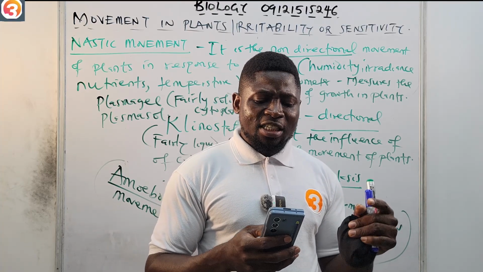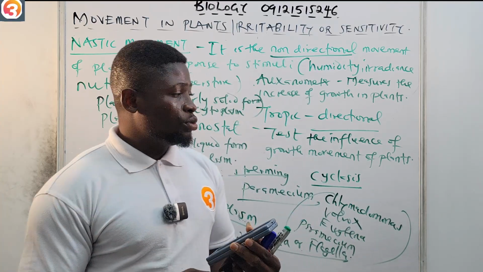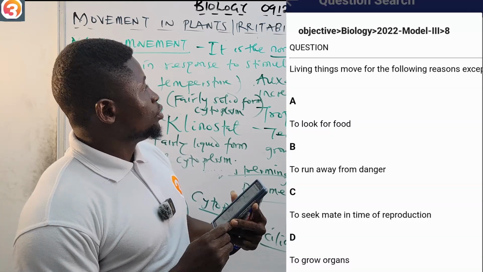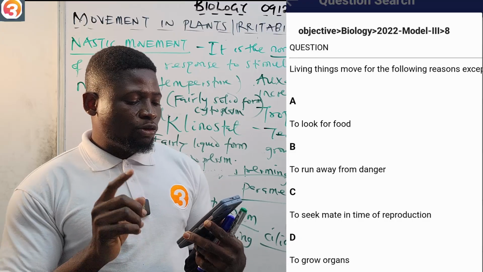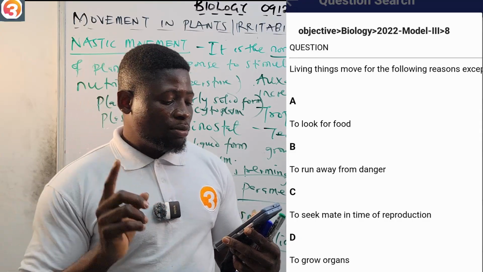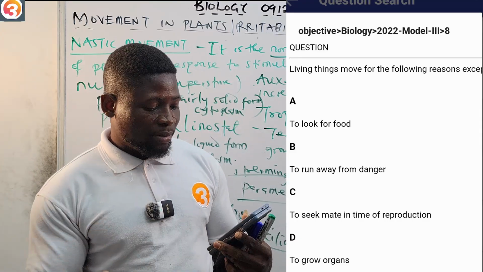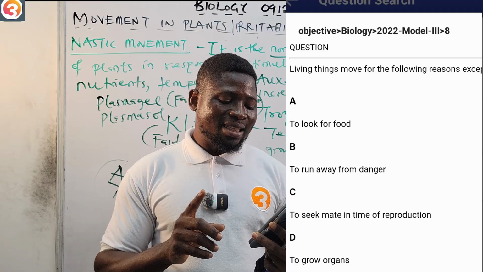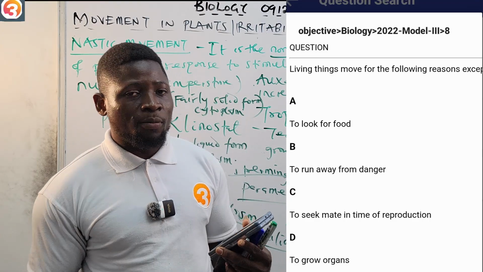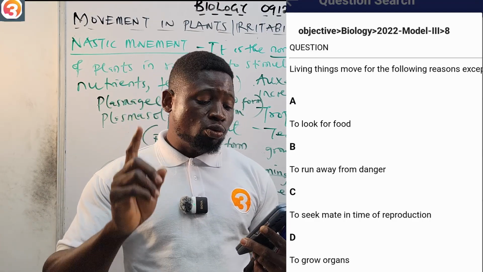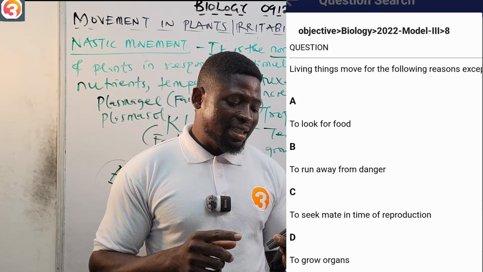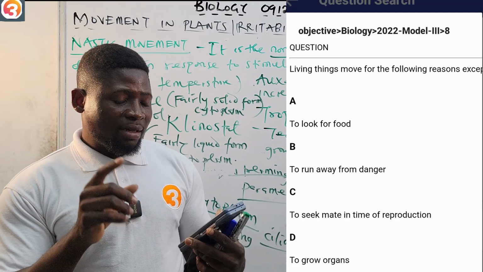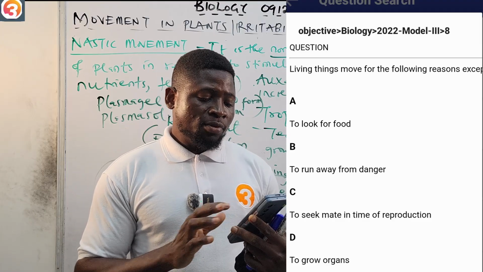Let's see. 2022 number 8. They say living things move for the following reasons, except: A, to look for food. Is that true? Yes. B, to run away from danger. Is that true? And you know. C, to seek mates in time of reproduction. Sometimes if you are not hungry, then they want to do it. Do they move? That's left for you. D, to grow organs. Okay, so please put the correct answer in the comment section.